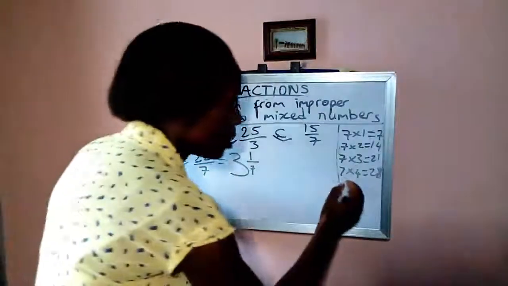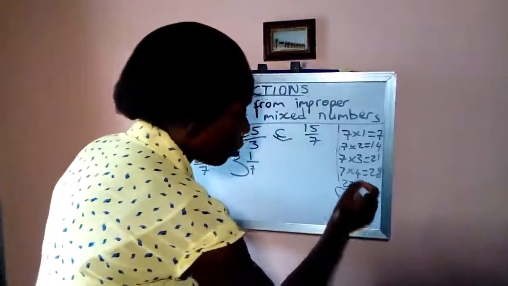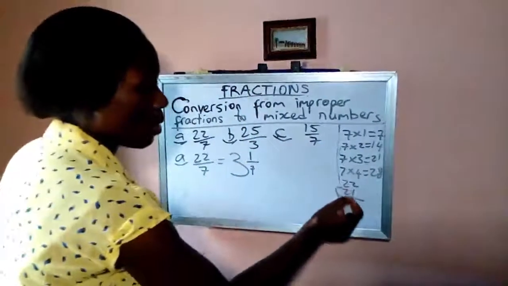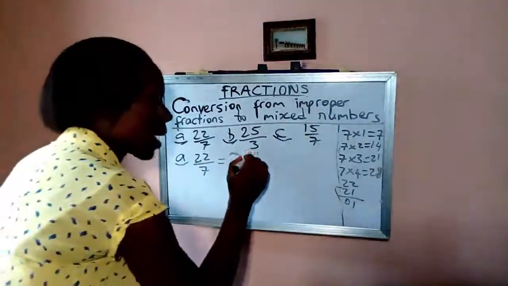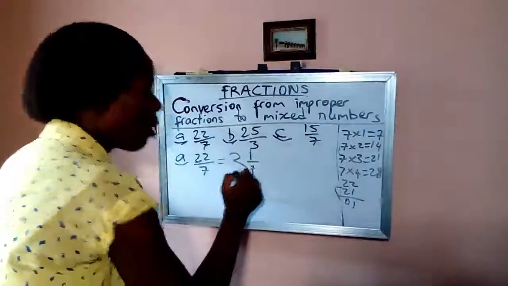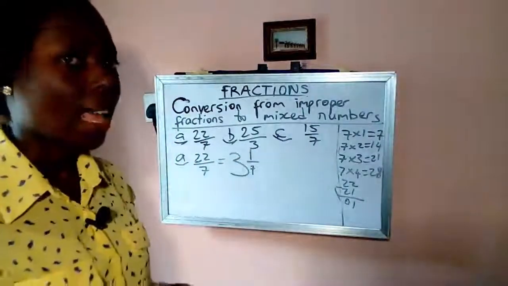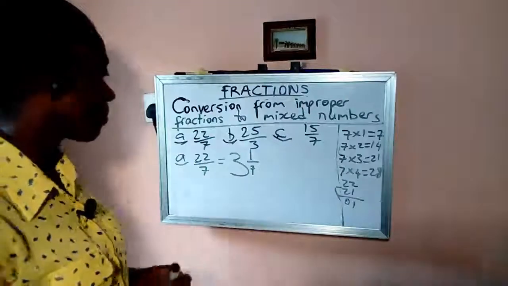Now you check. 22 minus 21. 2 minus 1, I have 1. 2 minus 2, I have 0. So my answer is 1. So I can get 3 whole number, 1 over 7 as my answer. Okay? Now B.